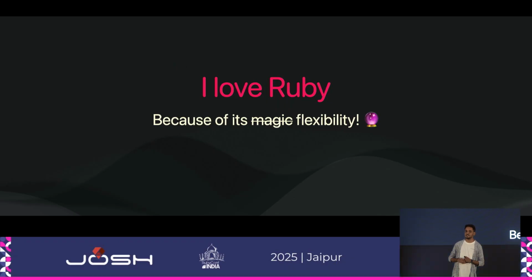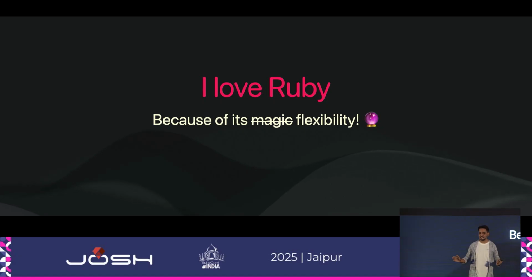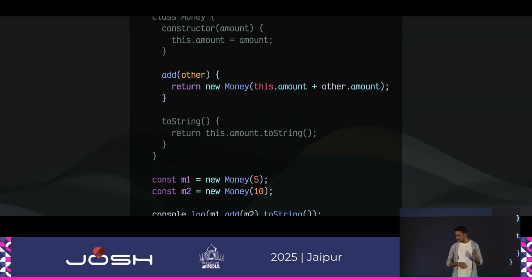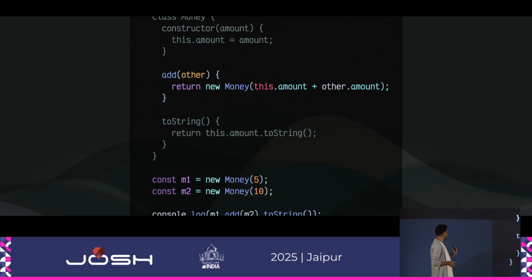What I mean is, the very same thing I was telling. I love Ruby because of its flexibility. An outsider can call that Ruby magic, the typical Ruby magic. But experts like you know very well that Ruby is all about flexibility. The syntax is so flexible.